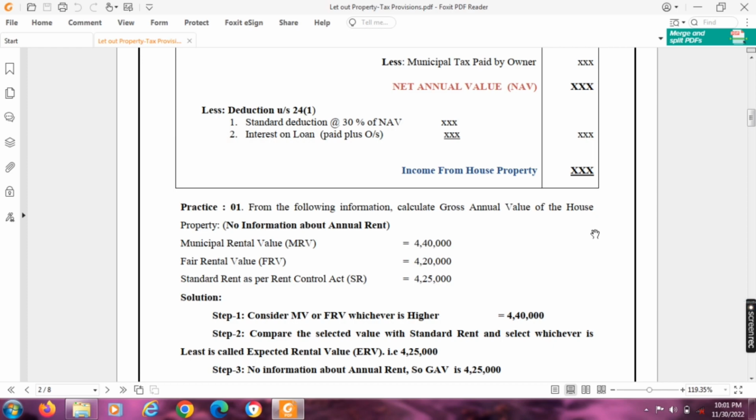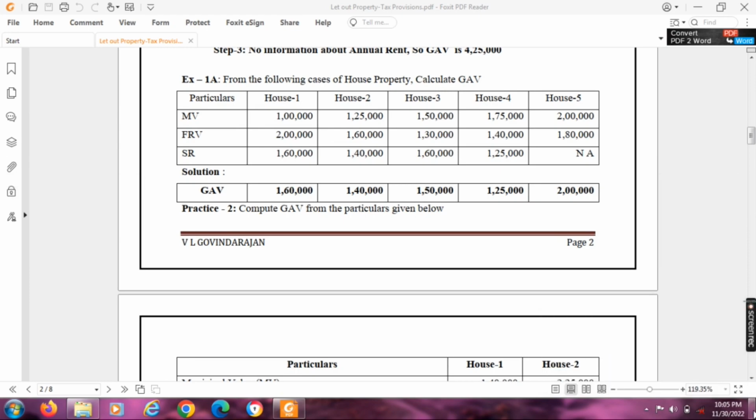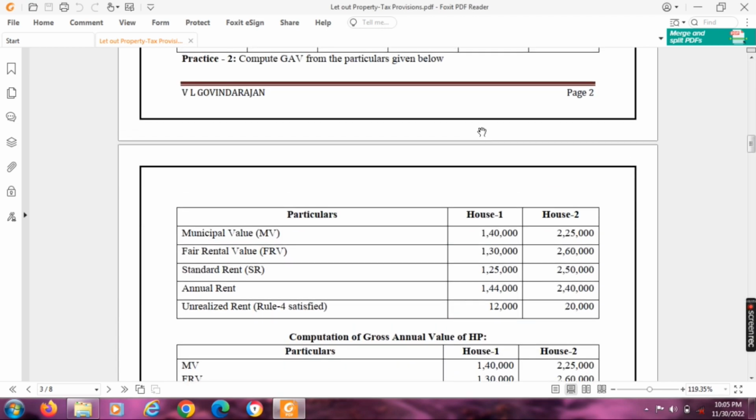In the same pattern, the listeners can practice exercise 1A for house 1, house 2, house 3, house 4, house 5 for their clear understanding. Let us see practice 2. Compute the gross annual value. House 1, house 2. Municipal value is given, fair rental value is given, standard rent is given, annual rent because these two properties were let out.